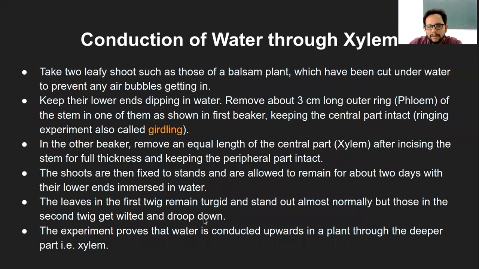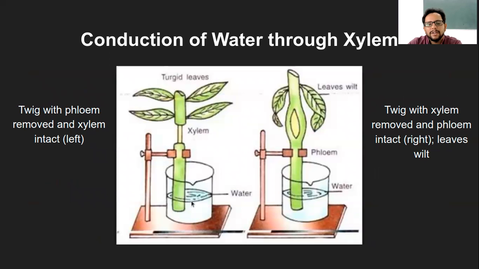Now in this case, water is getting absorbed through the xylem. Upward movement will keep happening, so ultimately these leaf cells will have turgidity. That means they will be standing out, intact in their own position, because the xylem is intact. Here, the xylem is not intact, so the upward water conduction is broken and the leaves will not get enough water. So they will ultimately become flaccid cells, and it will cause the wilting of the leaves in this second beaker series.